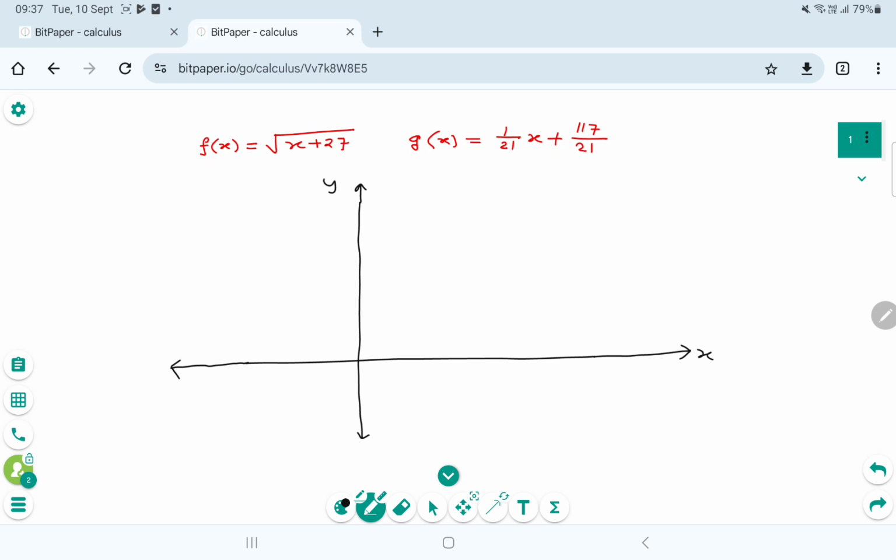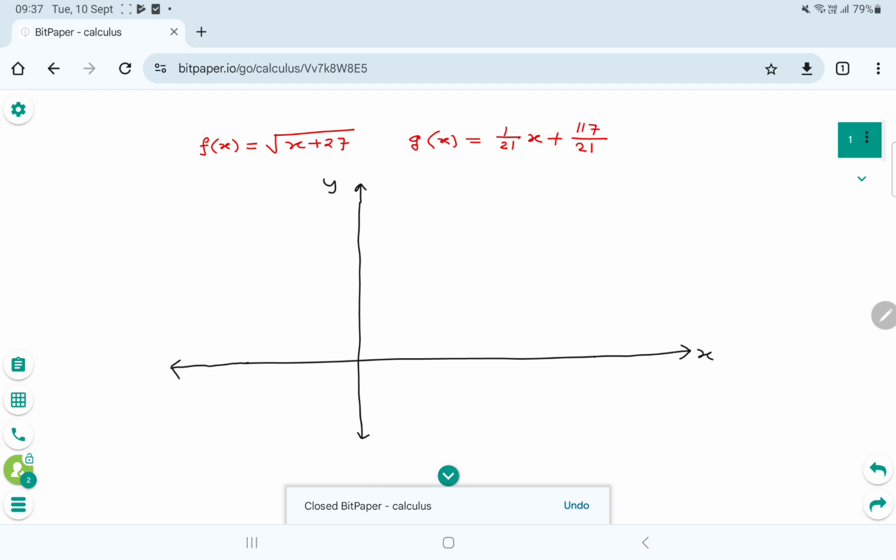Now, if you look at the function f(x), the parent function is the square root of x, right? Now you have plus 27, so we have to move it to the left side by 27 units.